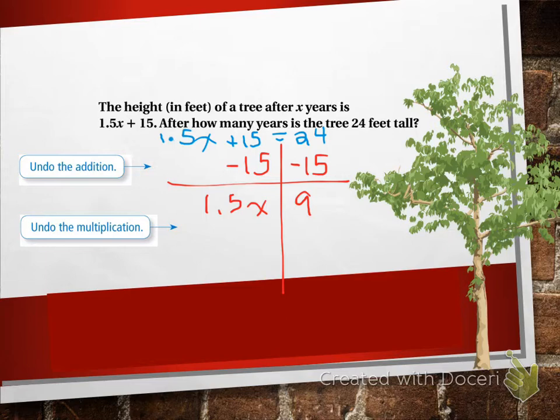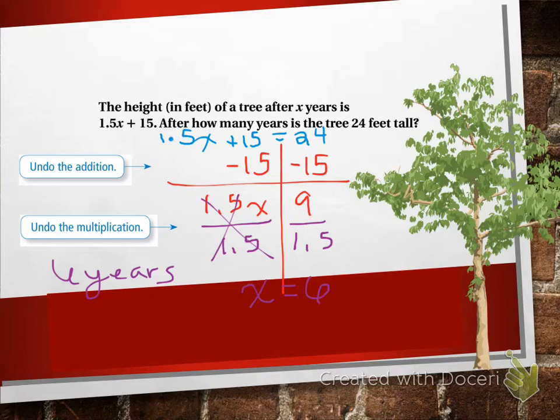Now we need to undo the multiplication, because whenever you have a number next to a letter like it is here, this 1.5 times x, it's multiplying. So the inverse operation of multiplying is to divide. So we need to divide by 1.5. Whatever you do to one side, do to the other. These will cancel each other out, and we're left with just x on this side. And over here we have 9 divided by 1.5, which is going to be 6. So the tree is going to be 24 feet tall after 6 years. So the right answer is 6 years.